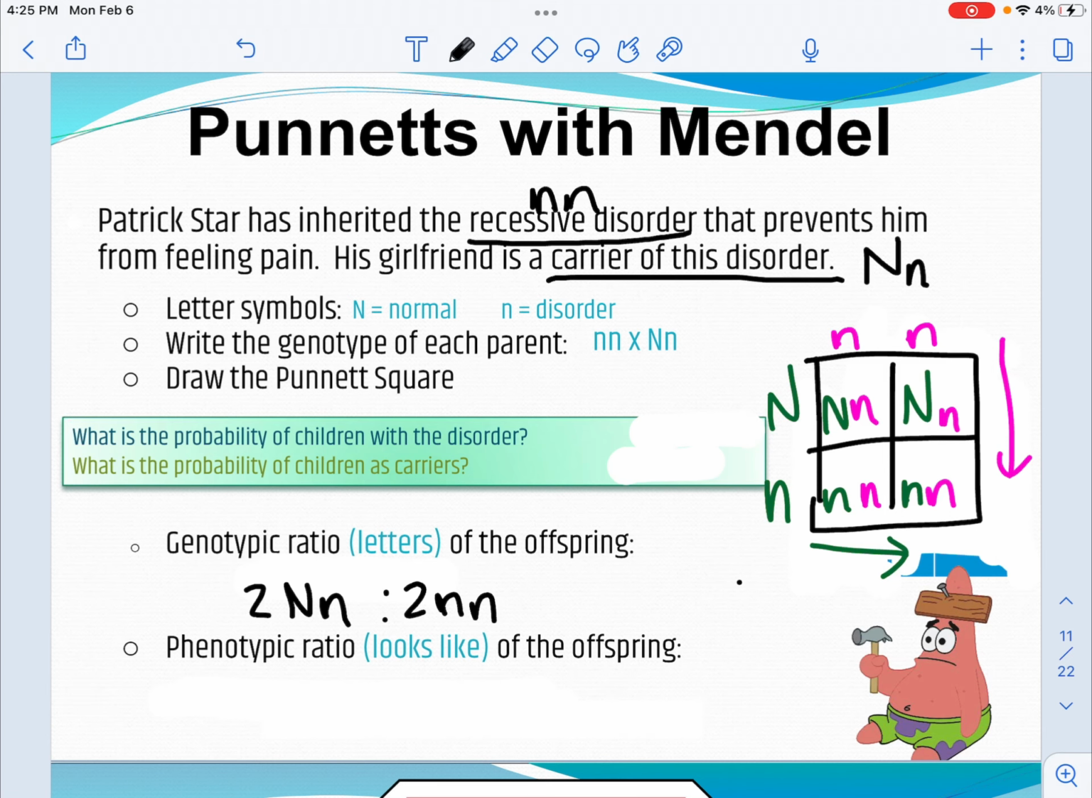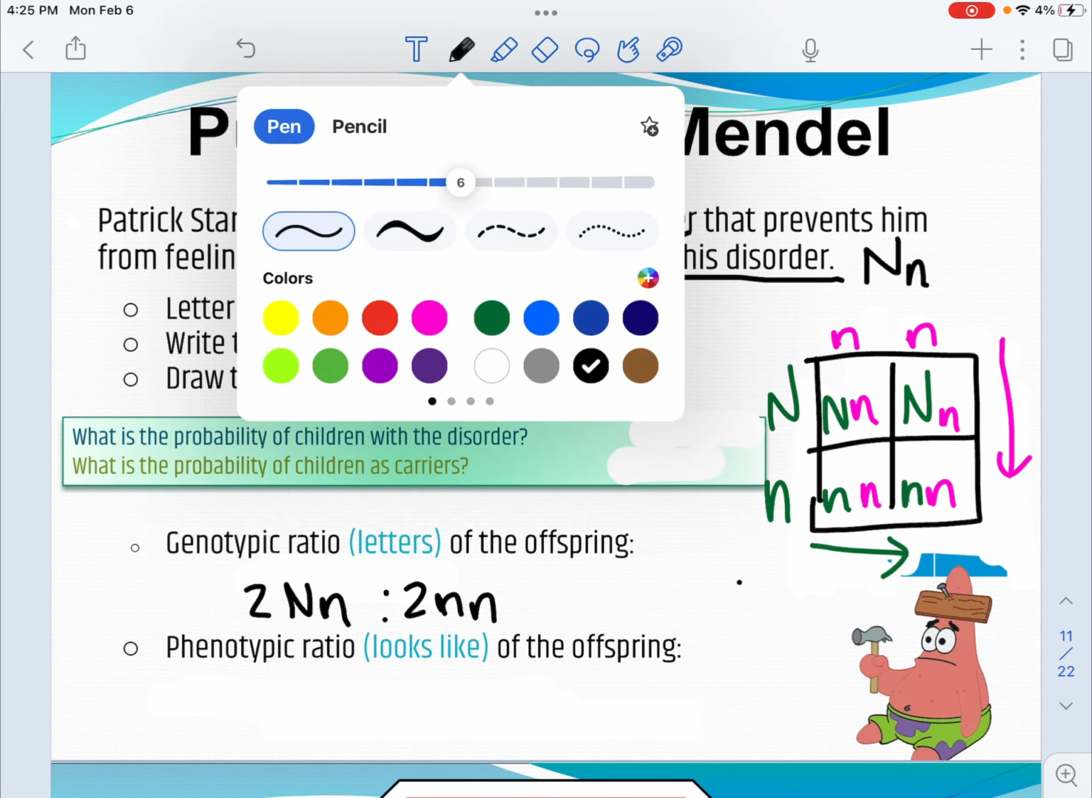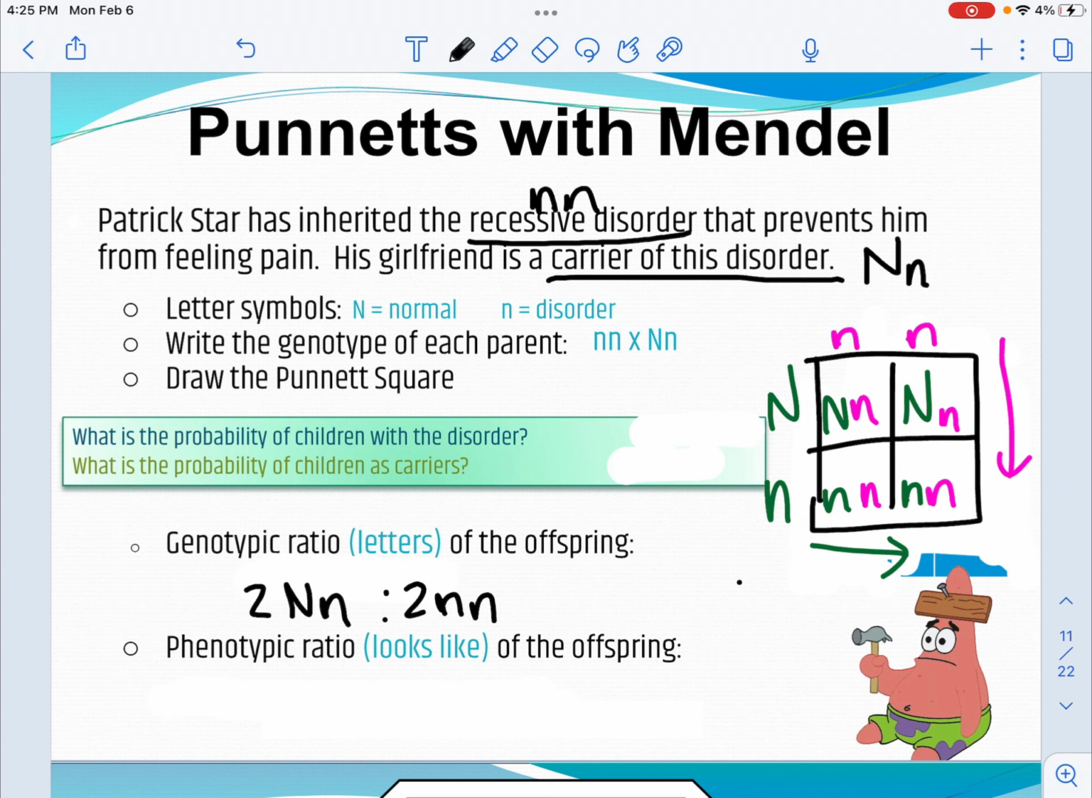And our phenotype ratio, we have to look and see what these tell us. So what does big N, little n look like? That is going to also be a carrier, but still look normal. So we have 2 normal. And then little n, little n is going to give us the actual recessive disease. So 2 normal to 2 disorder.